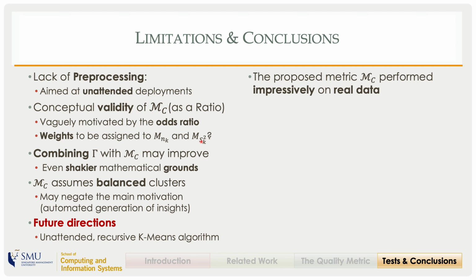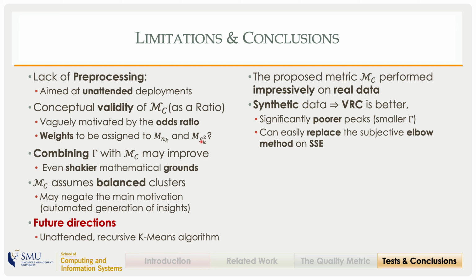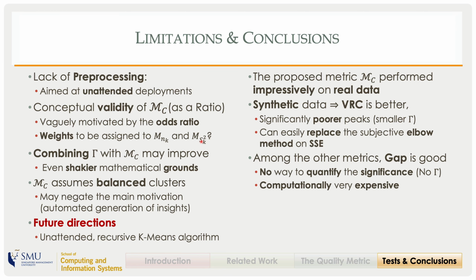Concluding, the proposed metric seems to work extremely well in real data, beating all of the metrics. On synthetic data, it's a different story. VRC is actually better, but VRC is poorer in terms of the sharpness of the peaks. And in any case, either VRC or the covariant metric can easily replace the subjective elbow method that we teach our students. Among the other metrics, GAP is pretty good and also is computationally very, very expensive. Another takeaway is that the information criteria like AIC and BIC are very bad.